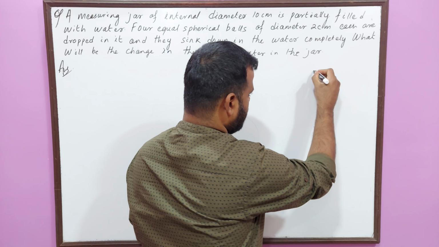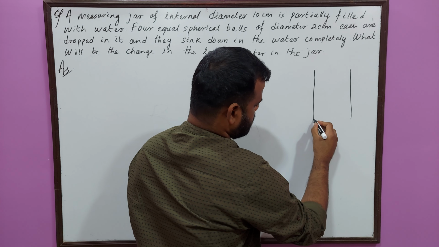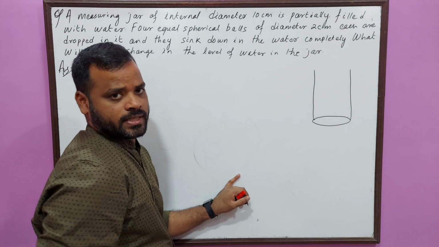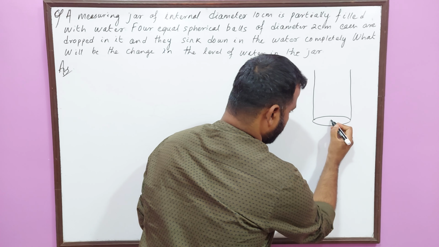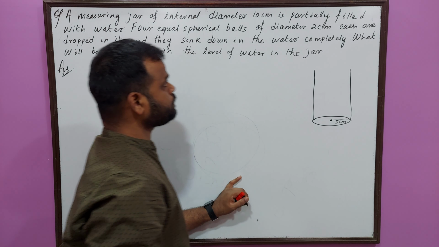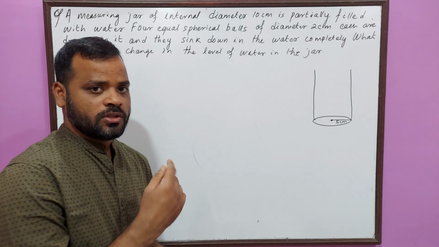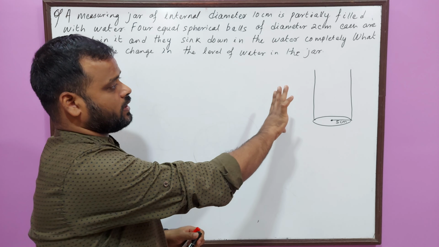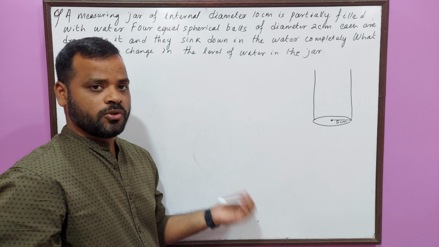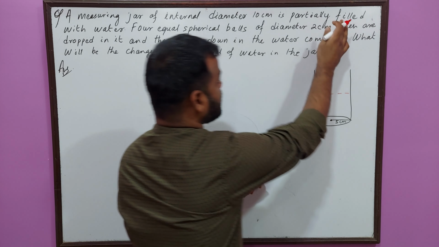So a jar is given, which is nothing but a right circular cylinder, whose diameter is 10 centimeter. We require the radius. We are interested in the radius. So radius will be 5 centimeter, and it is partially filled with water. Please note that here the height of the level of the water in the jar is not given. So we have to assume the height. It is given that it is partially filled with water.